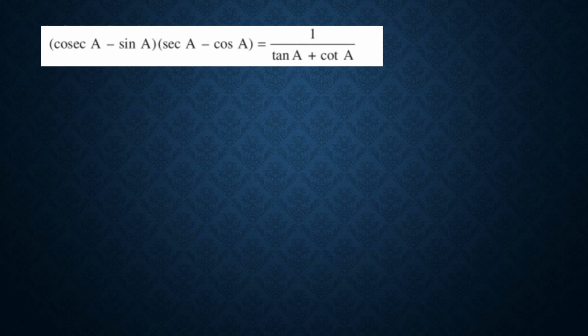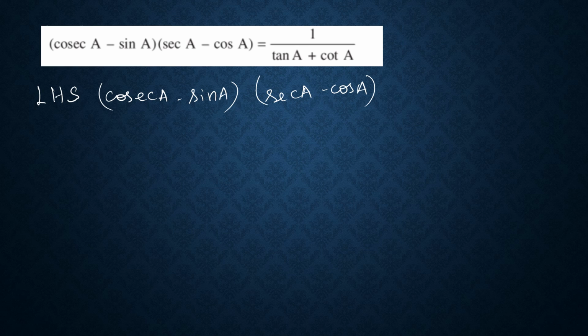Cosecant A minus sin A into secant A minus cos A equal to 1 by tan A plus cot A. This is a very easy problem. First we are going to take left hand side: cosecant A minus sin A into secant A minus cos A.